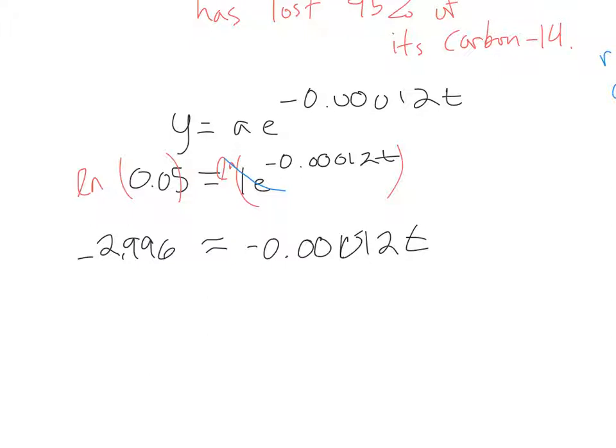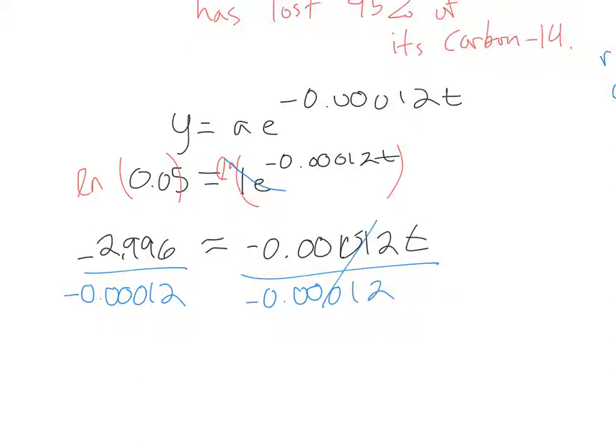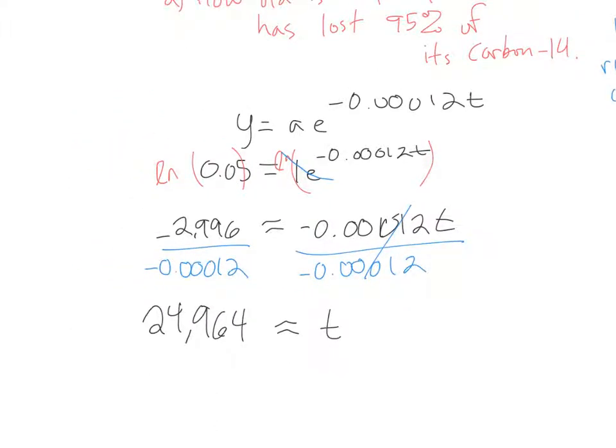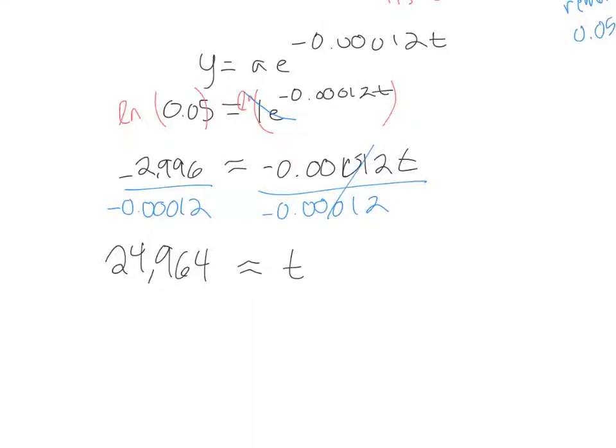Divide both sides by negative 0.00012, and you get t is approximately, when you punch this into a calculator, 24,964. So that means for this fossil to decay all the way down so that only 5% of the carbon-14 is left, it would take 24,964 years.